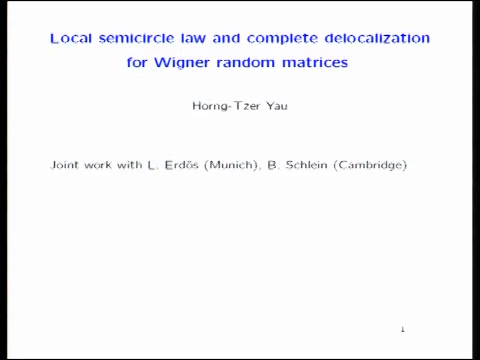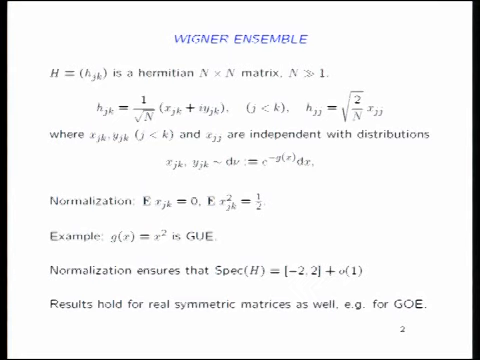So let me tell you something we started a year or two ago, about random matrices. This is joint work with László Erdős in Munich, and with Benjamin Schlein, who is here at Cambridge. So the question is, now you take a random matrix H equal to H_jk.